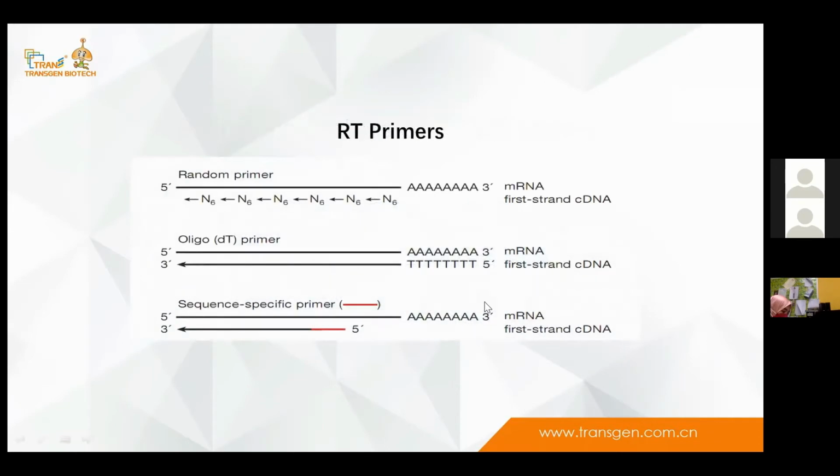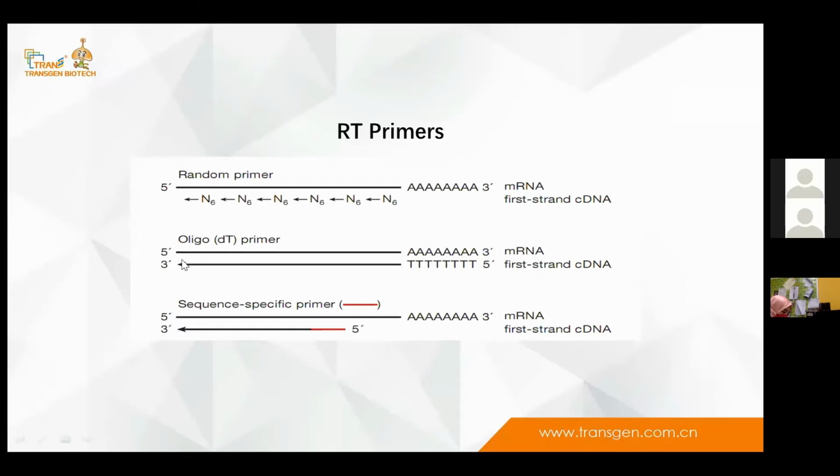There are three different primers for the RT systems. The first one is the random primer. A random primer is just random N6 or N9 nucleotides, so it will randomly bind to RNA. It shows very high efficiency for the RT systems. But it may also overestimate the result, because the random primer not only binds the mRNA, it can also bind different kinds of RNAs such as rRNA, tRNA, or other RNAs. So it shows a little risk of an overestimated result.